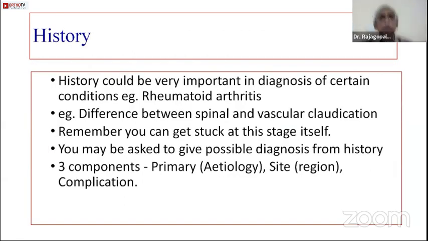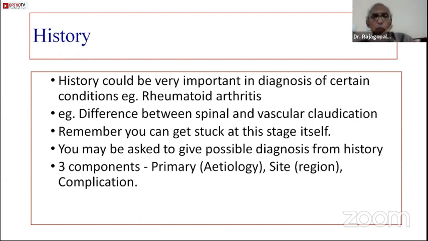Now, history we already heard. That's what I wanted to add, but unfortunately, I think they couldn't see this. History can be very important for you in the examination and also in the diagnosis of some conditions. Like rheumatoid, history plays a very important part. The difference between spinal and muscular claudication, history plays a part. And at the end of history, the examiner will ask you, what do you think from the history? You can get stuck at that stage. If you get stuck, you will lose your confidence, you lose that continuation of thought. So take history as important.